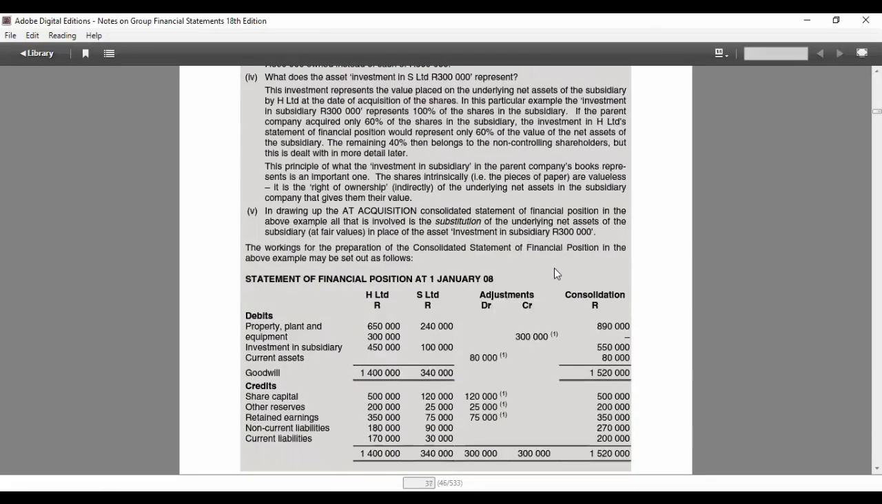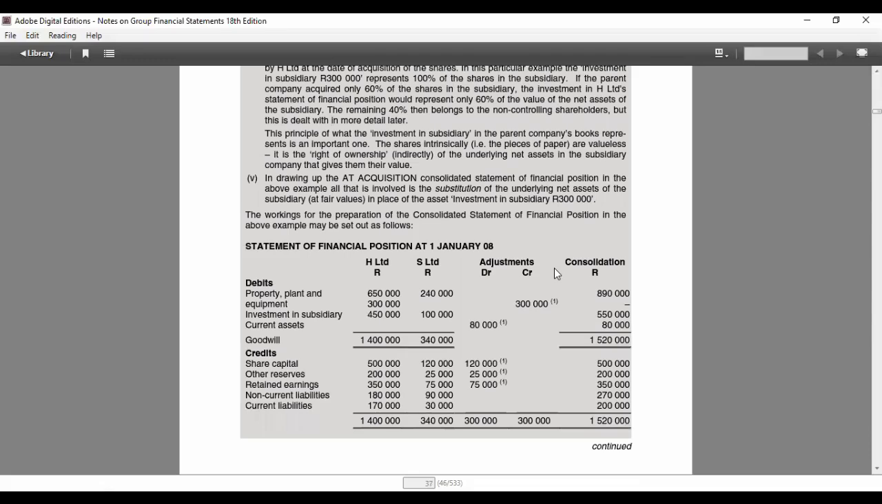So we would be doing a consolidation, and when we do a consolidation, because we own 100%, we are wanting to add the two together. What we are saying here is we, H, own S, so therefore, let's show our position together. That's what this consolidation column here is, showing our position together.